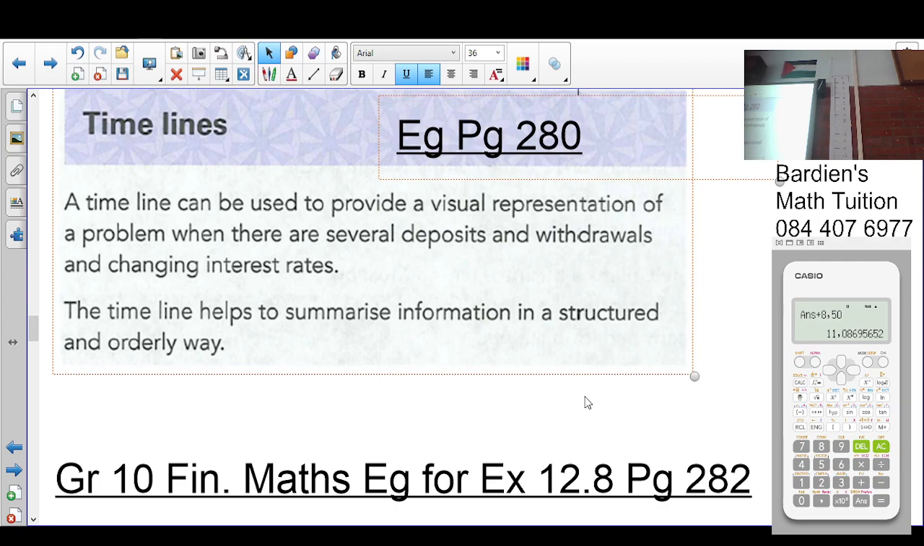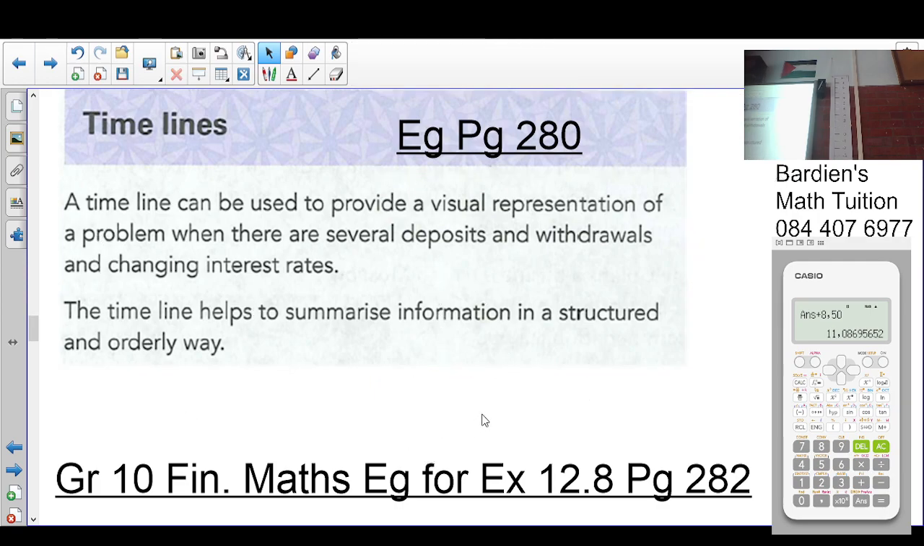Right. Timelines. So let's read what they say about timelines. So basically, what happens in reality, people? Say, me as a teacher now, I have 5,000 rand. And I invest that money. Okay? But now comes June. So now it's December. So what now? October.